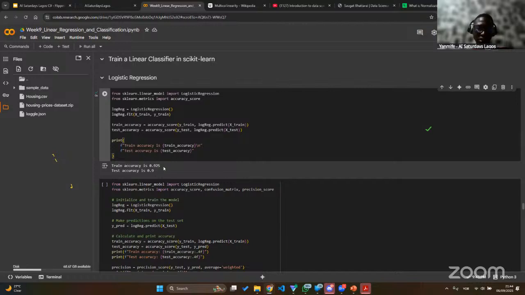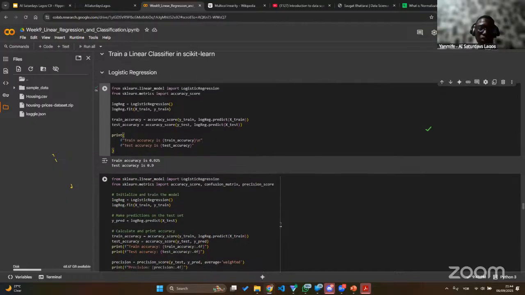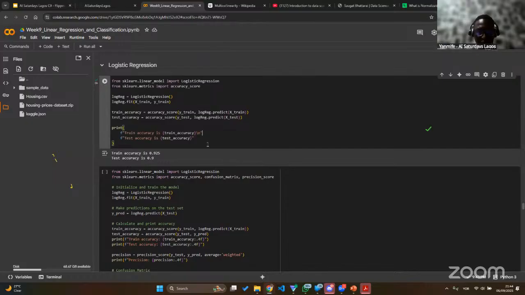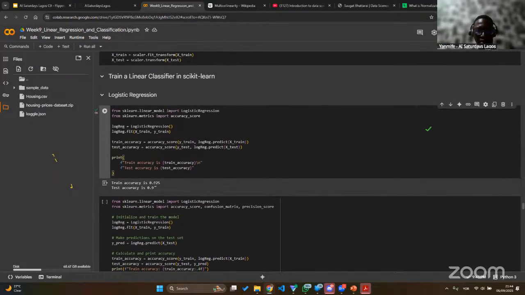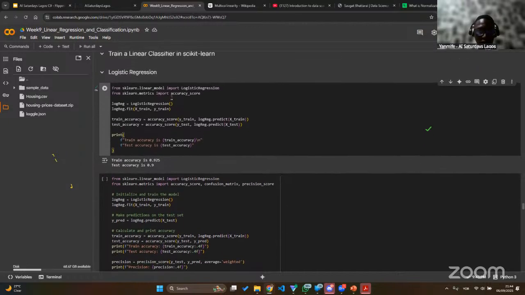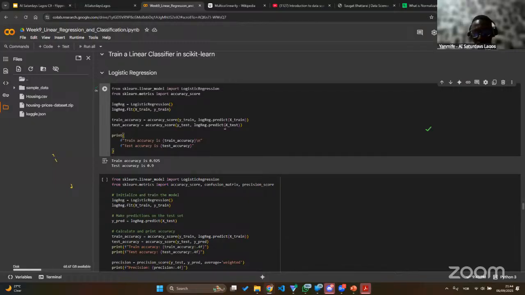For logistic regression we can use accuracy, precision, and stuff like that. For linear regression, remember we're using root mean squared error, or the mean absolute error. So here we can use the accuracy. Now we'll see how well our model is performing on trained data and also test data. So after fitting it, we check the accuracy.